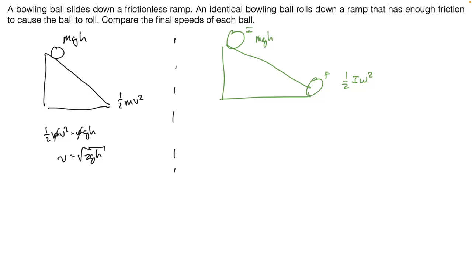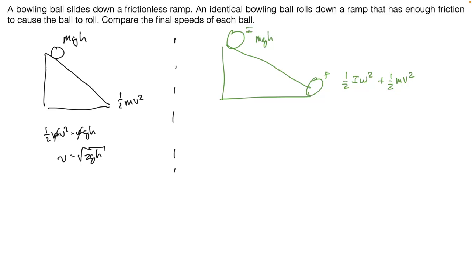What else does it have? Yes, the T word, translation, moving in a straight line. Is its center of mass going places? Yeah. So it has 1/2 mv squared. Uh-oh.